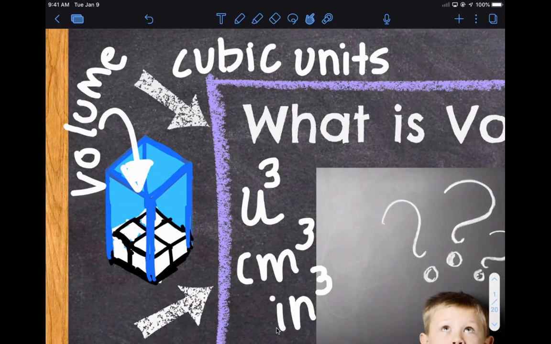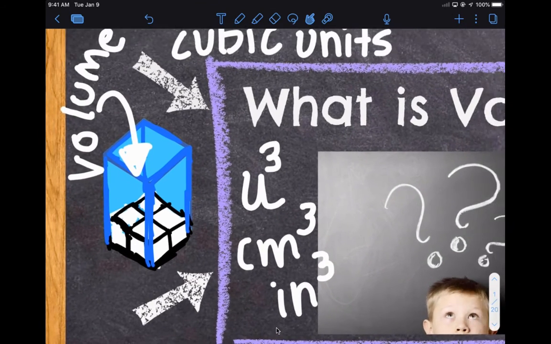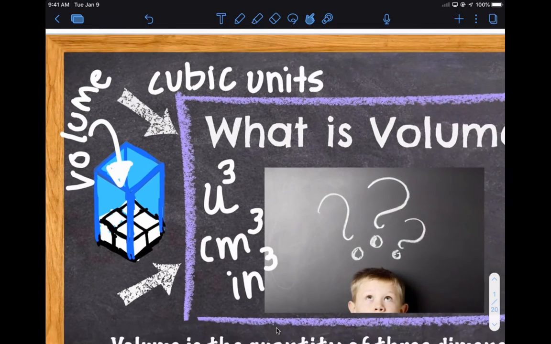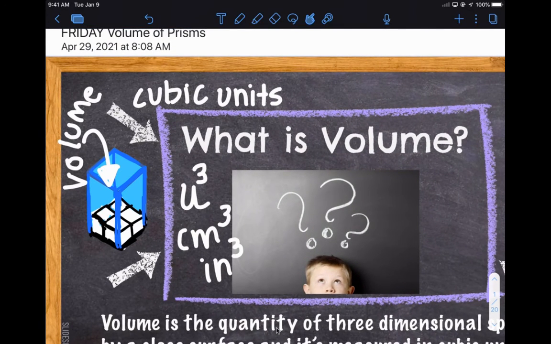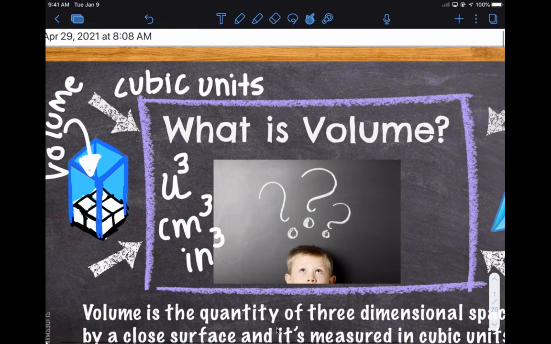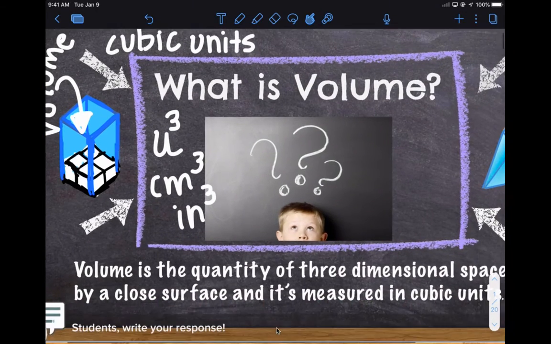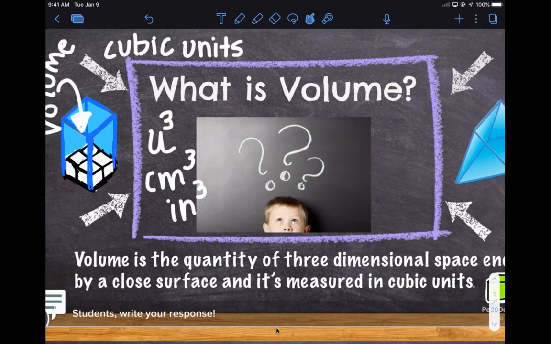In other words, volume is how much a figure can hold, and we measure in cubic units, cubic inches, cubic centimeters. It's because we multiply three dimensions: base, width, and height of the 3D figure, in other words length, width, and height. That's why we measure in cubic units. Volume is the amount that a 3D figure can hold, and this is the very fancy definition.